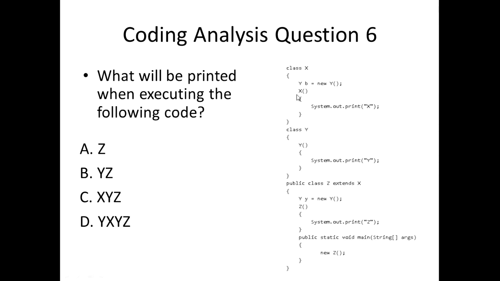Now we go back up to X and we look at the constructor for X, which is going to be executed right after this instance of Y. So we're going to get X printed out next. Now after that, we're going to be done with class X, and then we're going to make our way back to class Z. Class Z is then going to create a new instance of Y. Y's constructor is going to be called once again. Then we're going to get Y printed out.